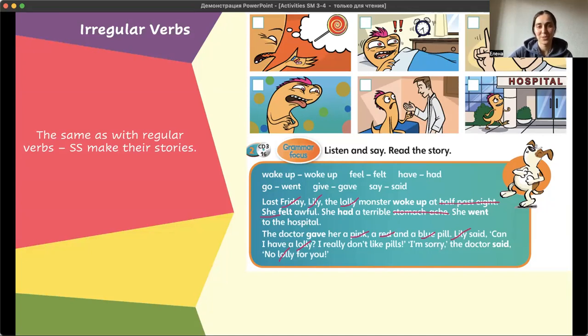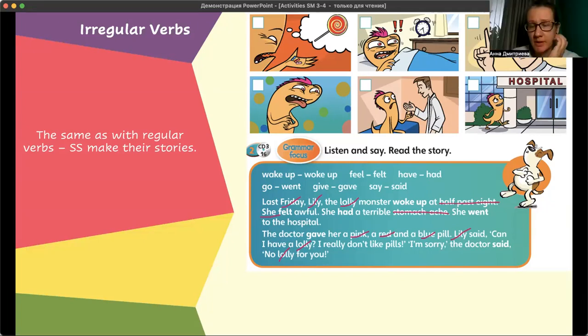Okay, so the procedure is the same. Yeah, we make our stories. We tell our partners about them. So it's the same. What about others? Maybe someone can share. Maybe also someone has some good ideas with this.